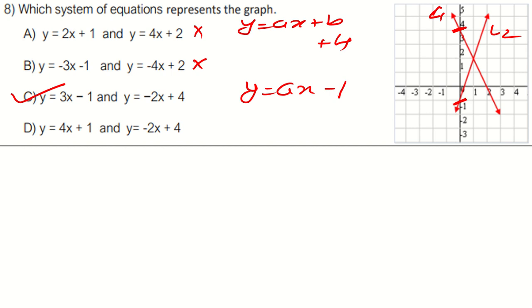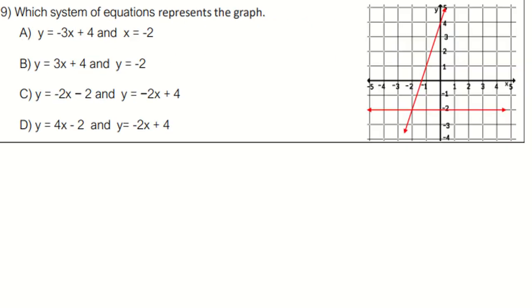Next is, which system of equations represents the graph? Now you can see one line is parallel to the x-axis. So if a line is parallel to the x-axis, its equation will be in y only. y is equal to some number. And what number is this? Minus 2. So one line will be y equal to minus 2. So where is y is equal to minus 2? Only in this option. Yes. So this answer is correct. But just to complete the question, let's find this equation also. How will you find this? What I told you.